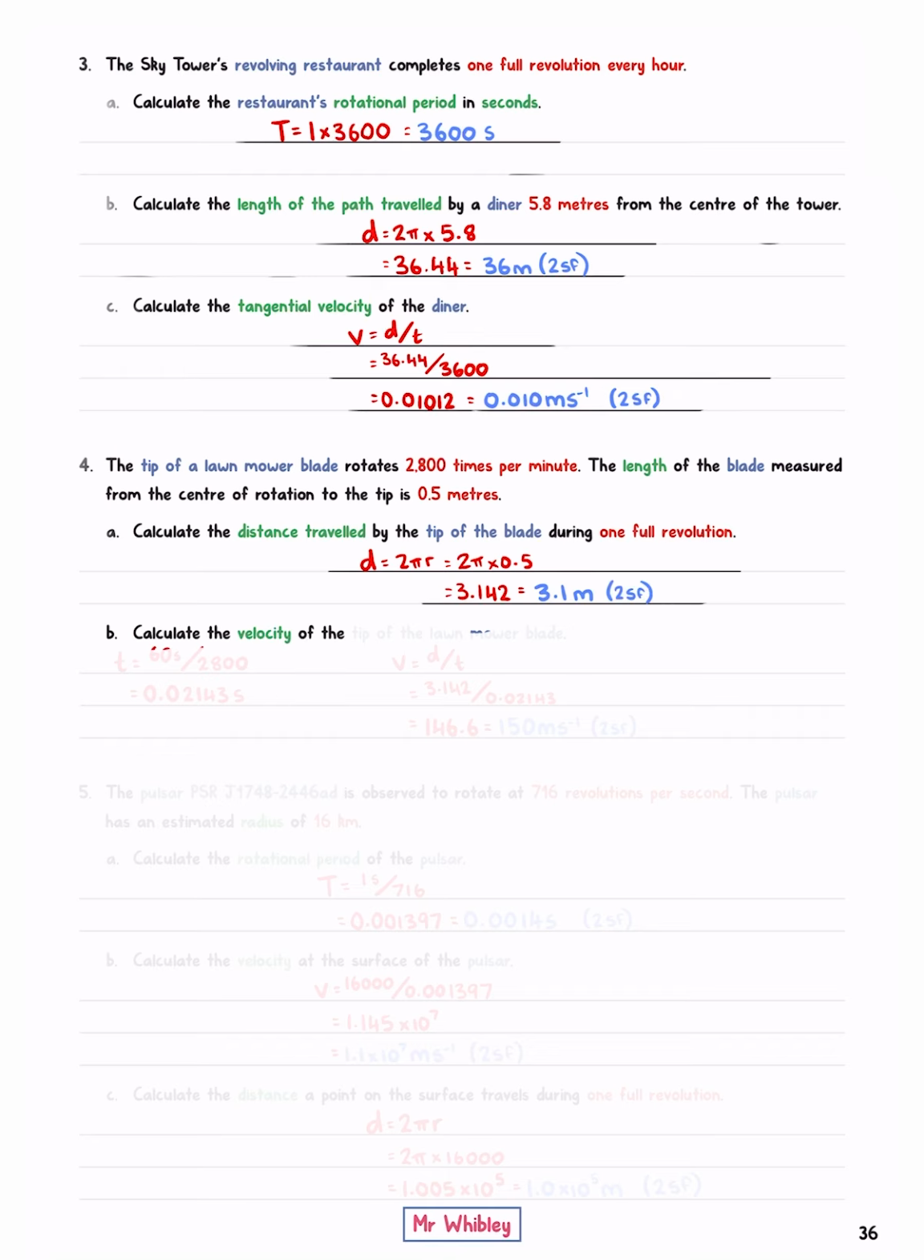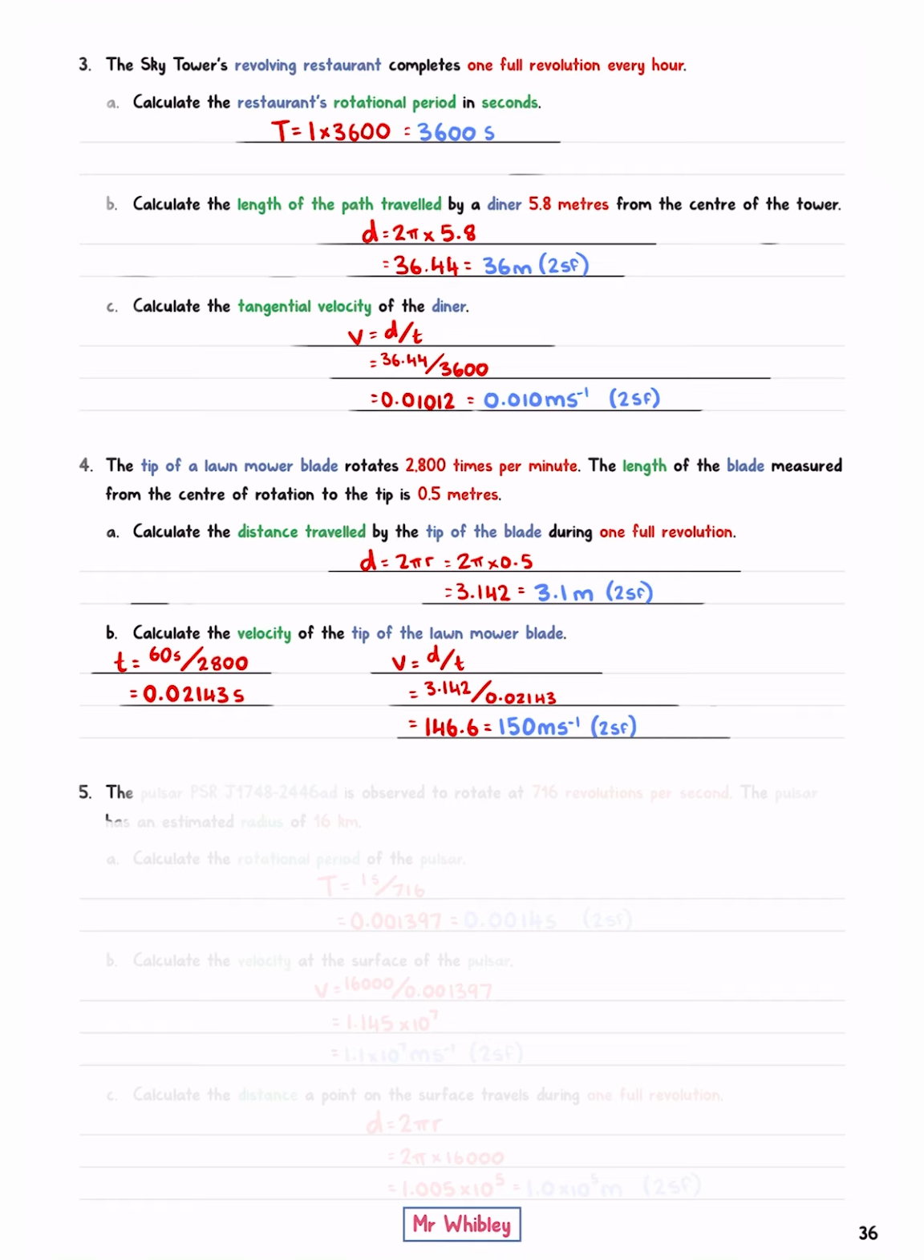Calculate the velocity of the tip of the lawnmower blade. Our velocity is our distance over time, where we can use the distance for one full revolution that we found in part A, and we know that the blade rotates 2,800 times per minute, and so to find our time, we take our 1 minute or 60 seconds and divide that into 2,800, which gives us 0.02143 seconds. Putting that number in gives us 146.6, or 150 meters per second to two significant figures.